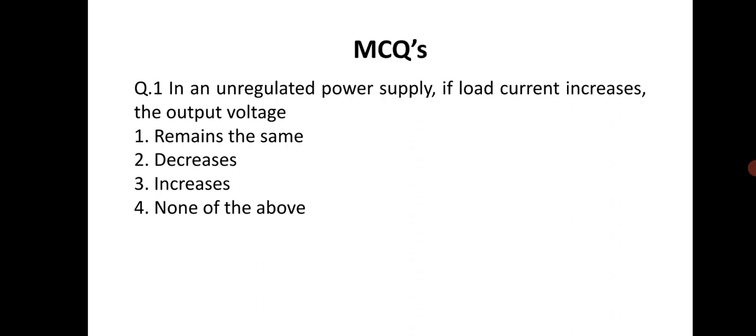So we have certain multiple choice questions based on this session. So let us just go through them. In an unregulated power supply, if the load current increases, the output voltage: the four options are remains the same, decreases, increases, none of the above. Because it is an unregulated power supply and the load current is increasing, the output voltage is going to decrease.